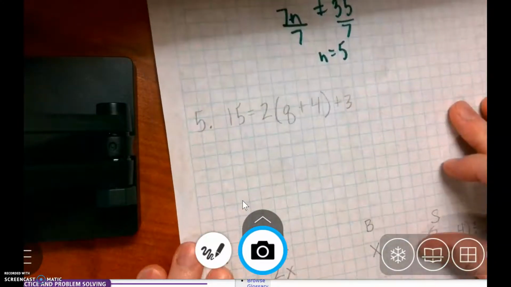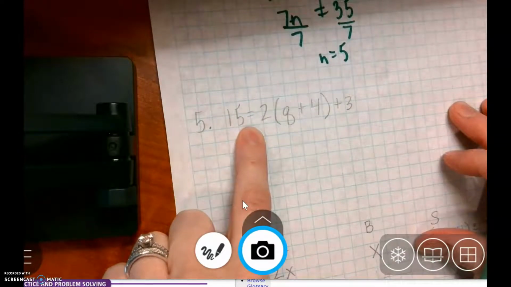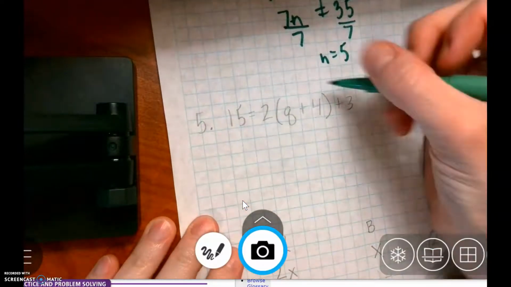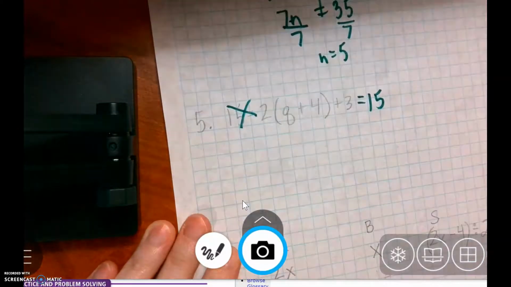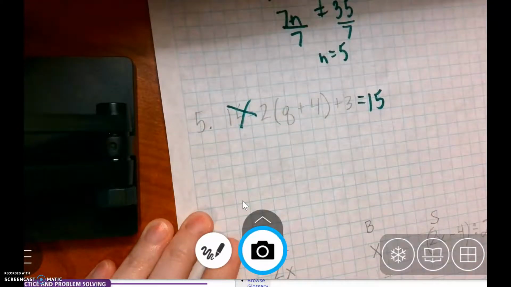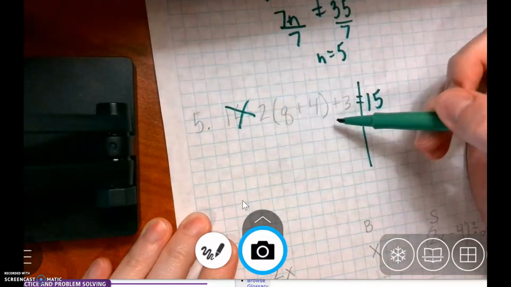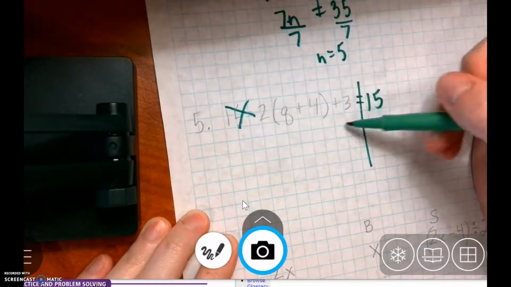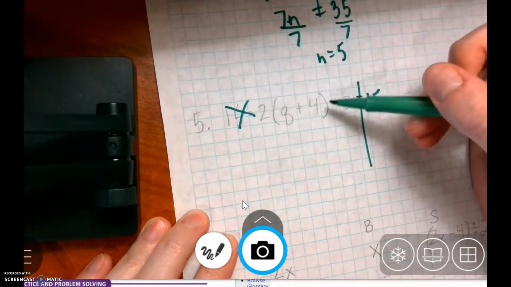Okay. Number 2 looks weird to me because it has just a number and then an equal sign. If things look weird to me, I can flip this. So I'm just going to put the 15 on that side because it just looks more familiar to me. Now I need to get rid of these parentheses. Actually, I don't have to, but I can. But I want to get this to the other side first because I want it out of my way.